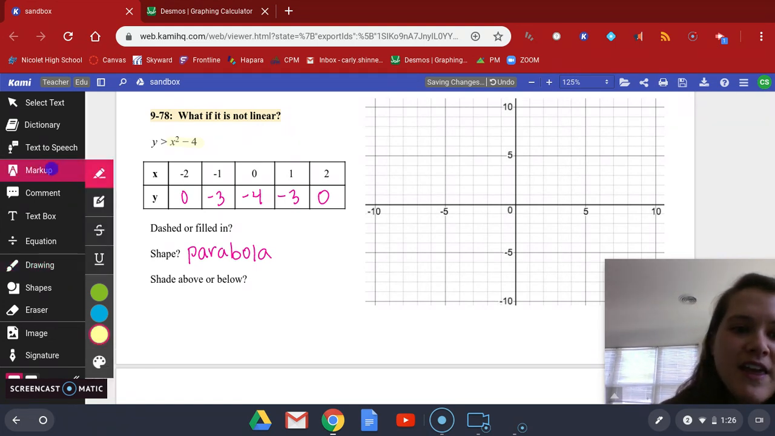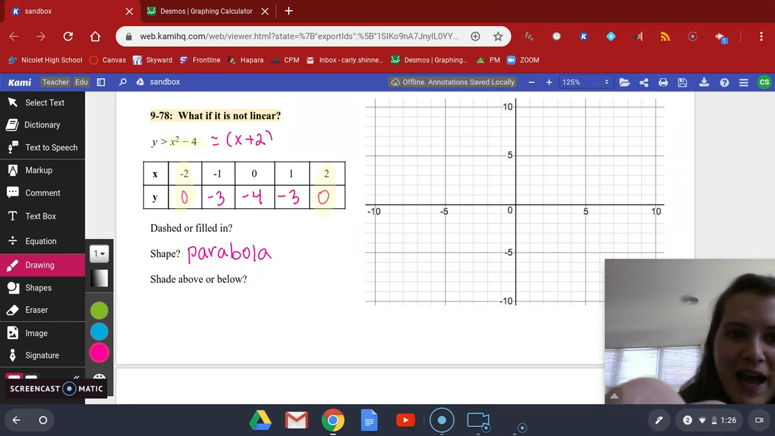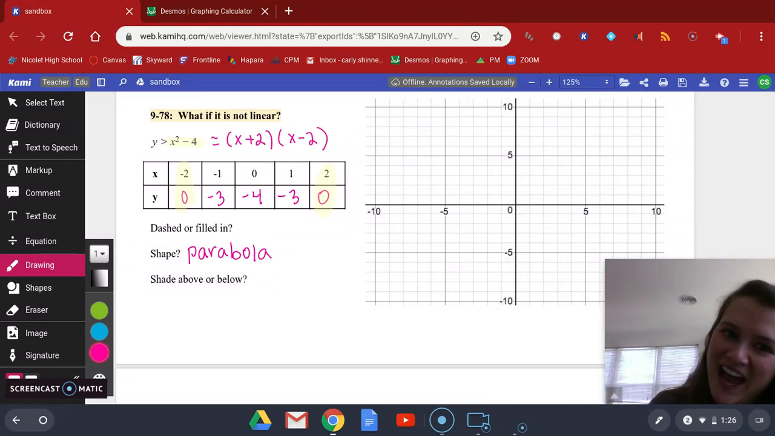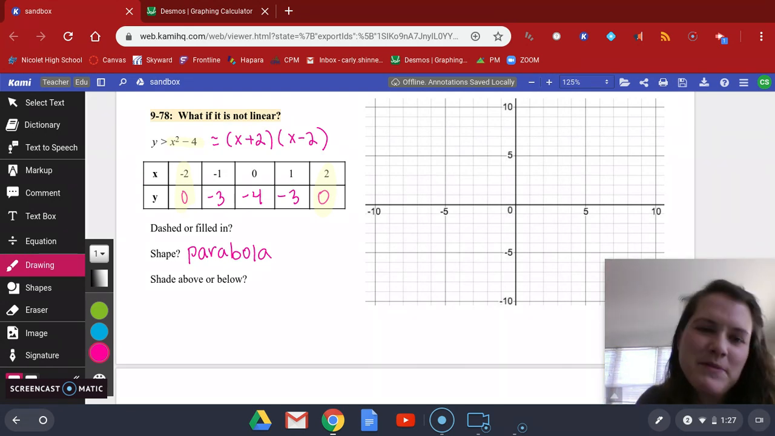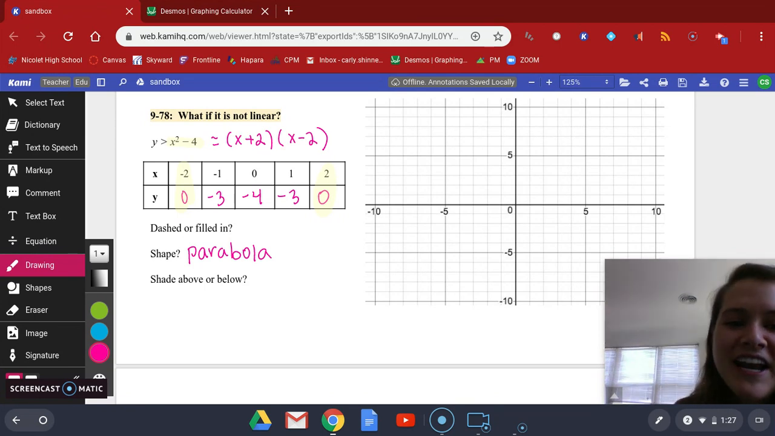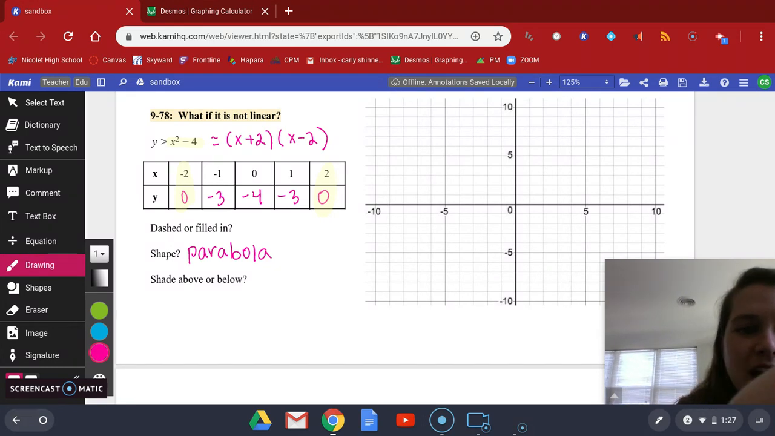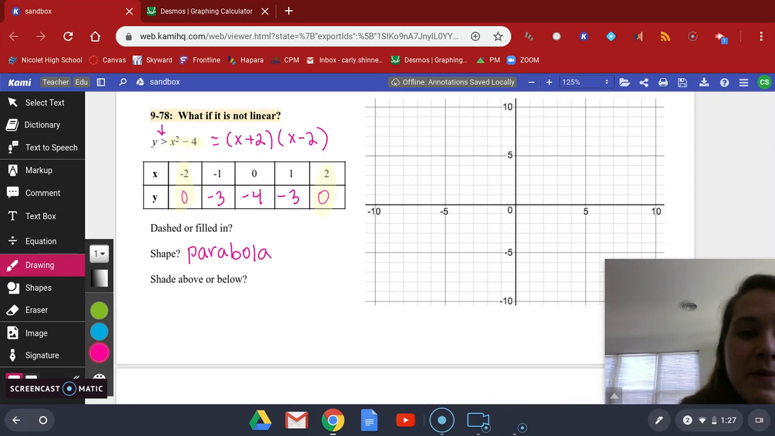So you can see the x-intercepts are -2 and +2. So if I wanted to write this in factored form, it would be x plus 2, x minus 2. Just trying to tie it all in, okay? Right? If my x-intercept is -2, the factor is the opposite, x plus 2. That step's not quite necessary, but just kind of tying it all in. All right. Dashed or filled in? Should my boundary parabola be dashed or filled in? We look at the inequality sign, which is greater than. So that's going to be dashed where it's not included, okay?